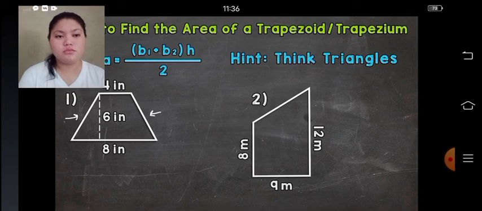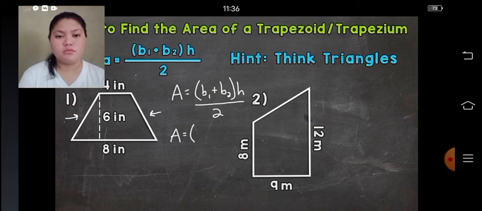So we're going to write out our formula and plug in the information we need. So area equals base 1 plus base 2 times the height of the trapezoid divided by 2. So let's plug in. Base 1, we're going to use 4 inches. Plus base 2, we're going to use 8 inches. Remember, the bases are the parallel sides, times the height, which is 6 inches, divided by 2.